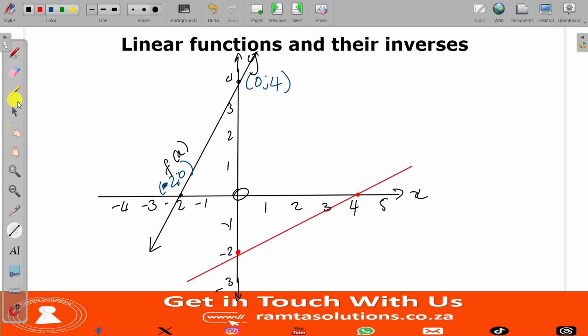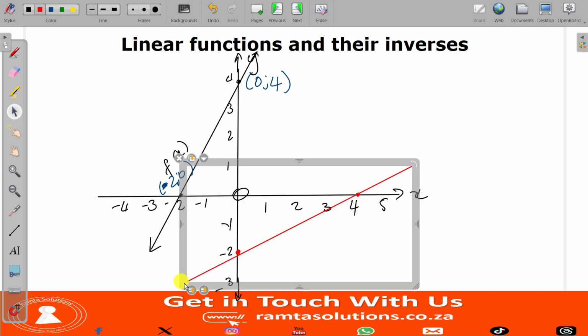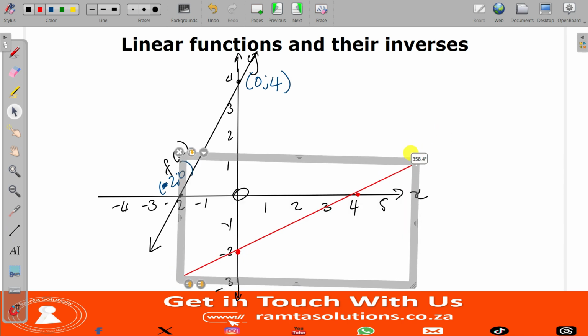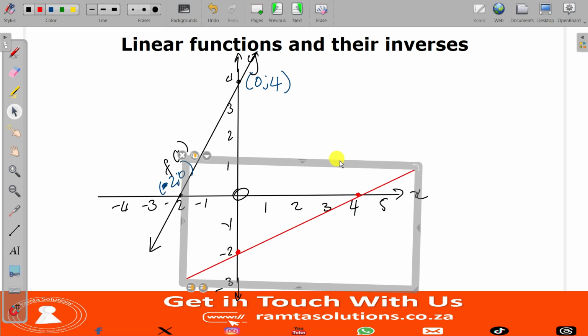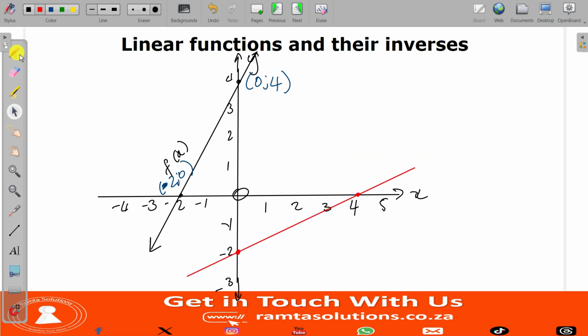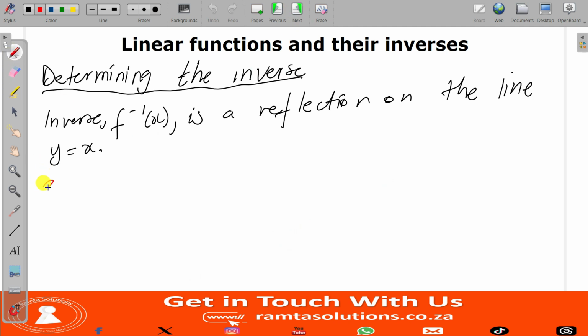So what is this? You see, without even knowing what the equation is, I am able to draw the inverse. Do you see, guys? Without knowing the equation of the inverse, I am able to draw the inverse. Now, I'm going to determine the inverse. Let's go now. Remember, this is the inverse.